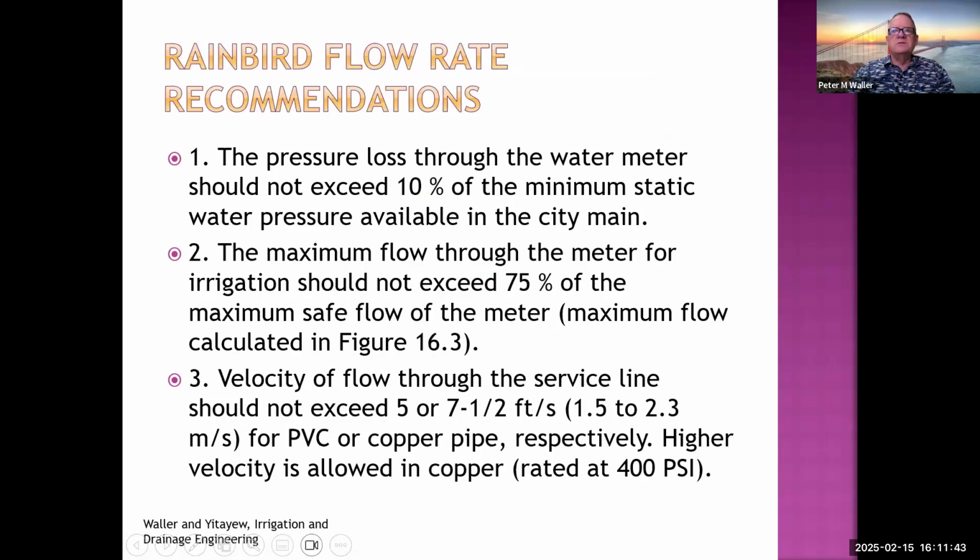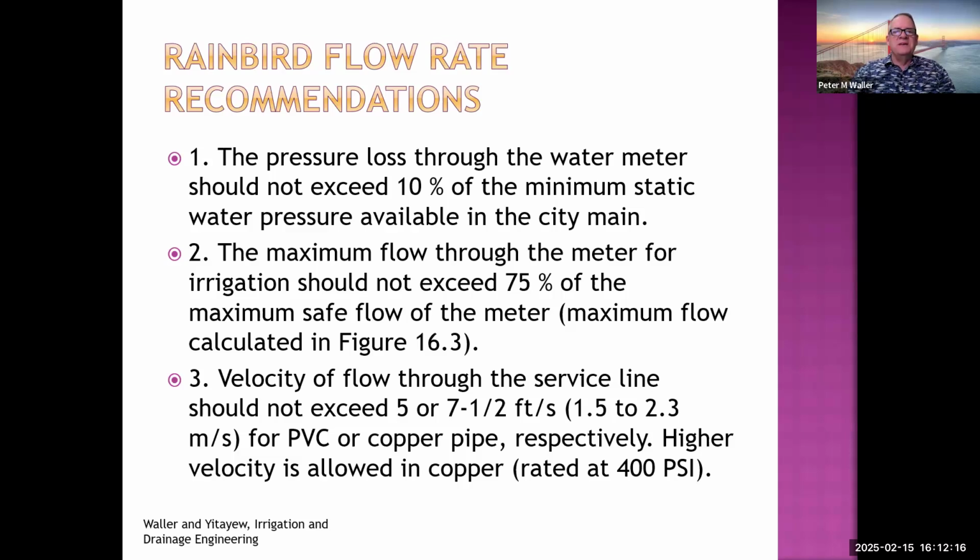Okay, these are just some rules of thumb from Rainbird. The pressure loss through the water meter should not exceed 10% of the minimum static water pressure available in the city main. So when you decide your flow rate, that's going to result in a certain pressure loss in the water meter, and that loss should not exceed 10% of the static water pressure in the city main.